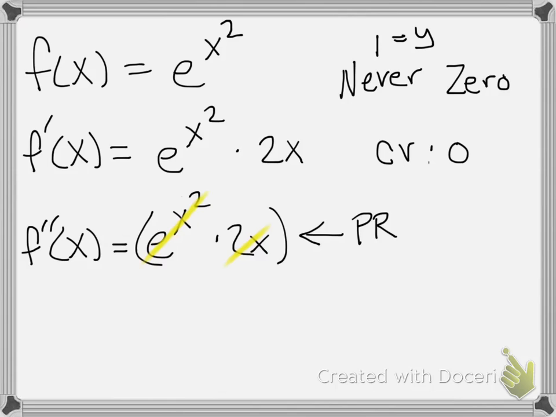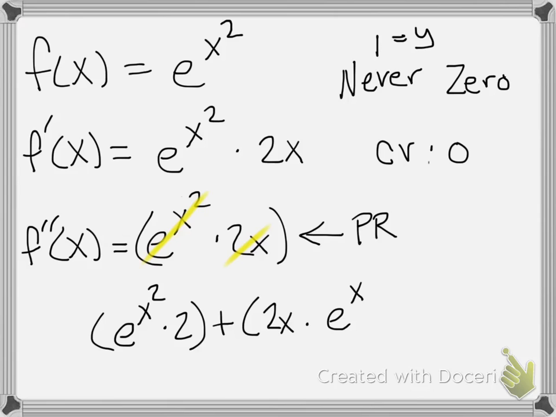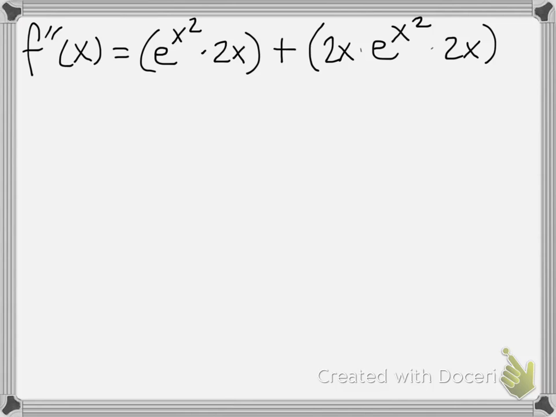which is the first times the derivative of the second plus the second times the derivative of the first, which we just found out was e to the x squared times 2x. Which brings us to here, so clean that up a little bit.